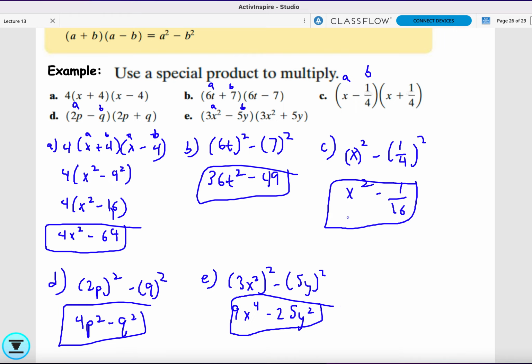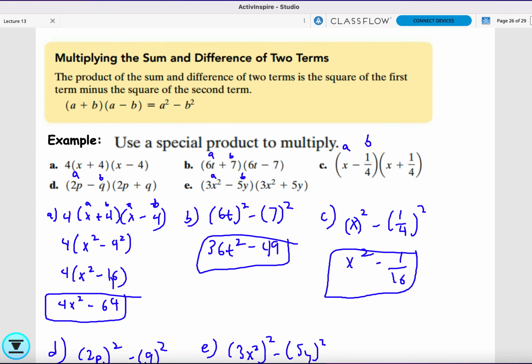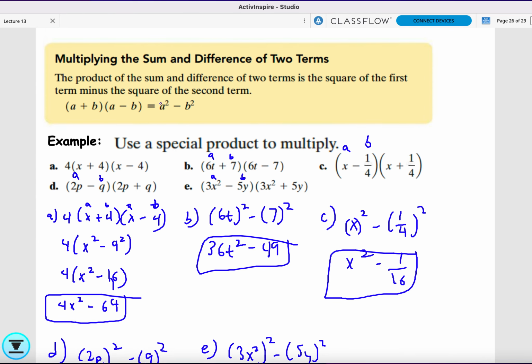Now remember, if you did not want to do this, you could do this by FOIL. So we'll do x times x, x times minus 4, 4 times x, 4 times minus 4, and you should get the same answer, guys. I'm just showing you how to use the formula. So when you have a plus b, a minus b, we can just do the difference of squares. It'll be a squared minus b squared. So square a minus square b.